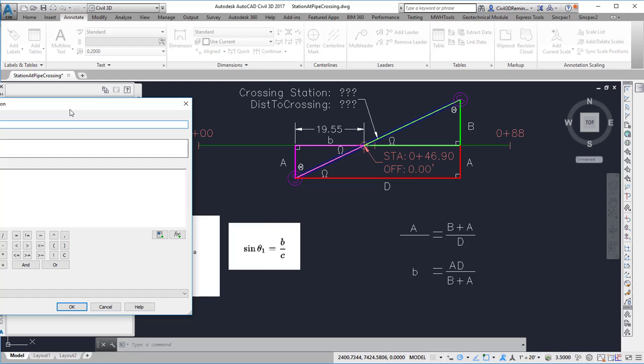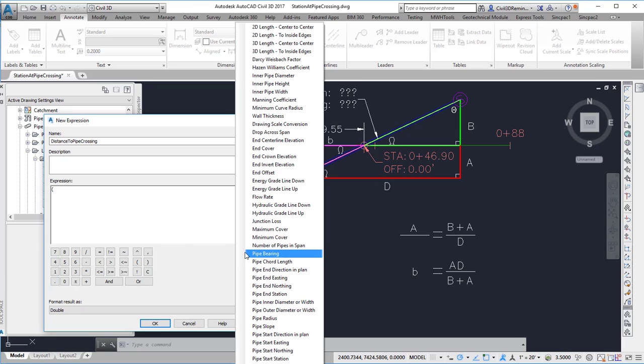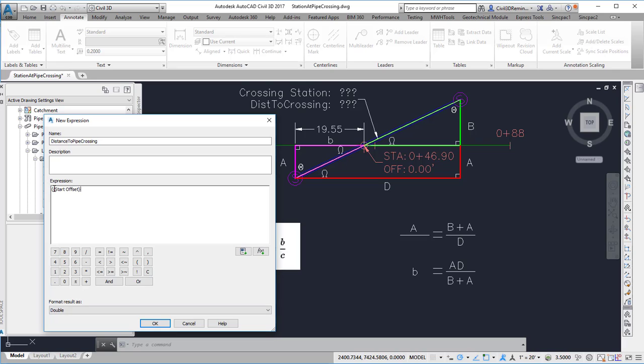So I'm going to create a new expression for that, and I'm going to call this distance to pipe crossing. And for that formula, I'm going to start out by taking the A value, which is the offset at the start in this case. So it's going to be start offset. And I want to make sure it's mathematically positive, so I'm going to do the absolute. And then I'm going to add in multiply times the D.